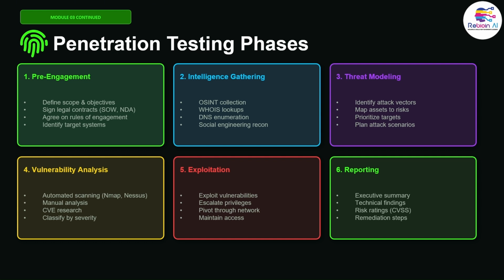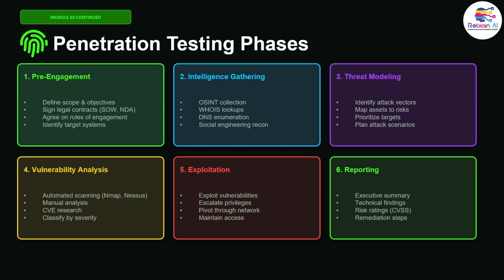Phase 2, intelligence gathering. This is our reconnaissance phase. OSINT, open source intelligence. Whois lookups, DNS enumeration, social media research. We'll cover all of this in today's session. Phase 3, threat modeling. Based on your intelligence, you build a picture of how an attacker might approach this organization. What's the most valuable asset? How would you get to it? You are thinking like the bad guy, but on the good side.